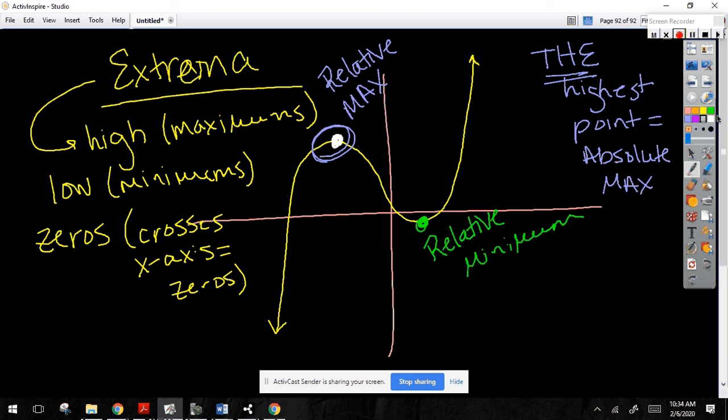All right. Do you see any zeros on this graph? Yes. How many? 1, 2, 3. 6, 7. All right, so zeros are places where the graph crosses the x-axis, all right?